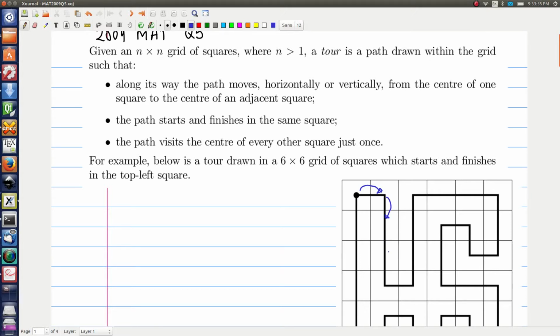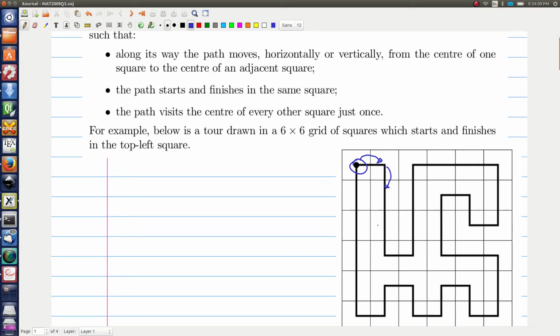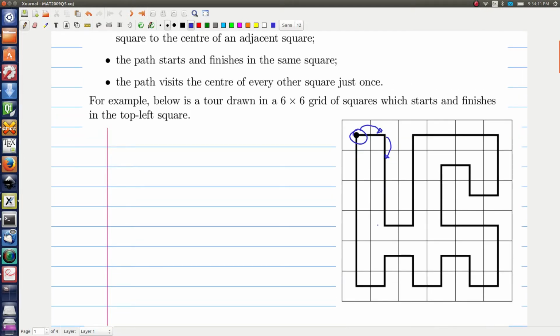The path starts and finishes in the same square, so that's marked by this black dot here, the starting and the ending point, and the path visits the center of every other square exactly once. So this diagram, if I just show you the whole diagram, is a complete solution to that problem. This is a tour because you can see it's crossing every single square. Alright, so that's the setup.